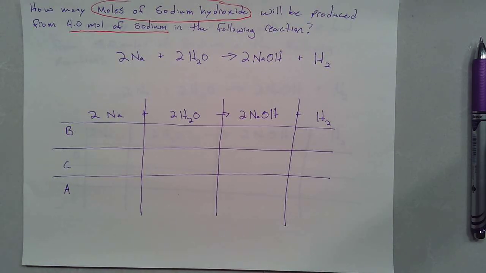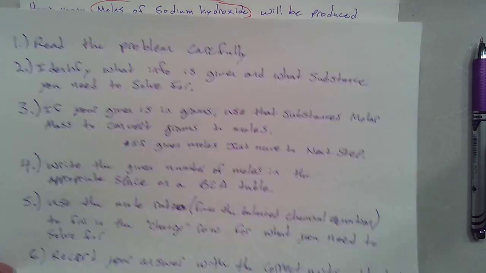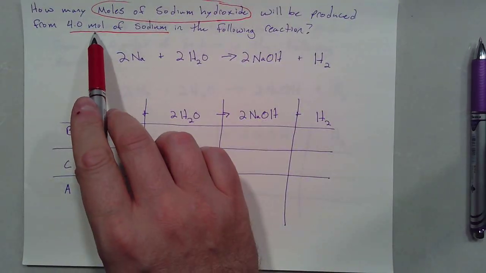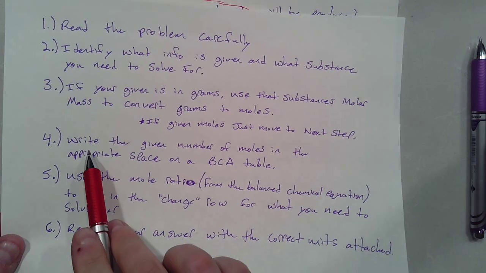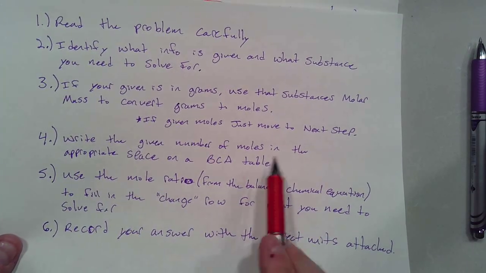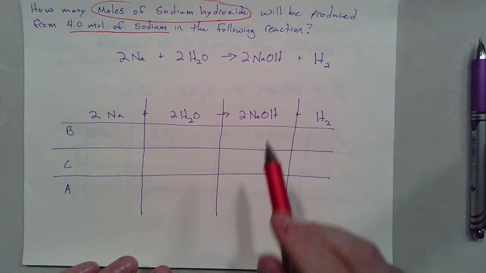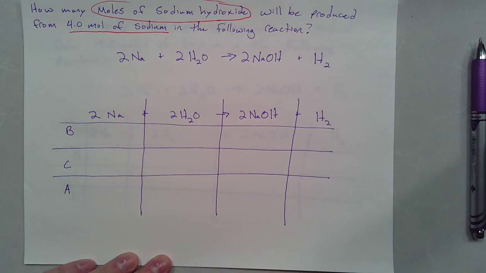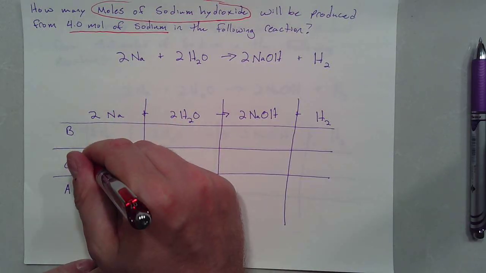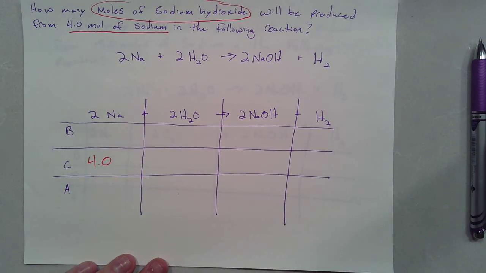So what's my next part? If your given is in grams, use that substance's molar mass. So let's look. We're given it in moles. I can just move on to the next step. Write the given number of moles in the appropriate space on the BCA table. So, will be produced from 4 moles of sodium. So 4 moles of sodium are reacting. So 4.0 moles are going to react.